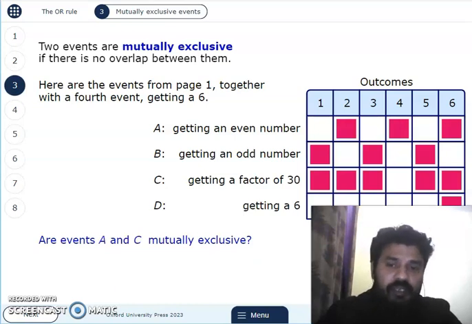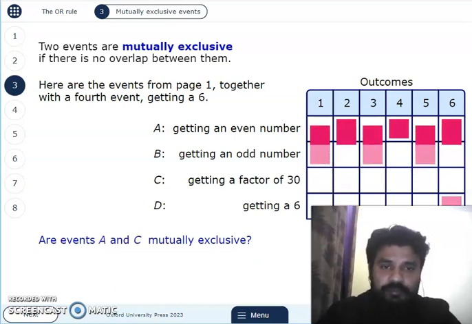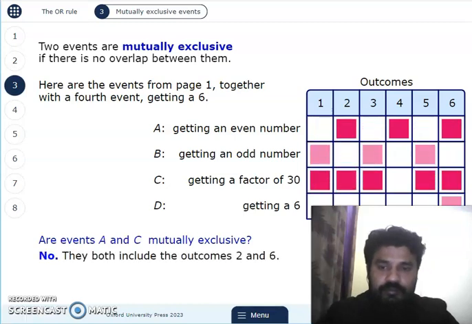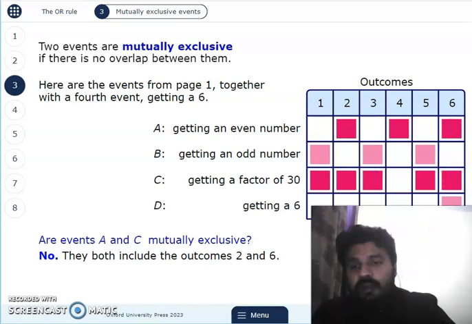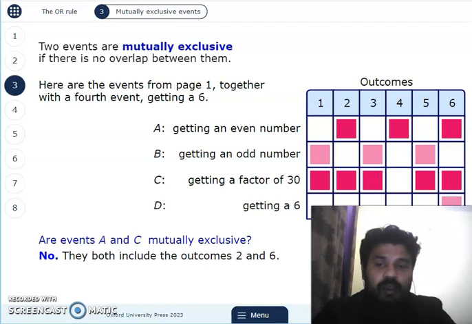Are events A and C mutually exclusive? Let's check. In A and C, we can see this 2 is coming in A as well as C. Similarly, this 6 is coming in A as well as in C. That means here we are getting overlap. So that means the events A and C are not mutually exclusive events.